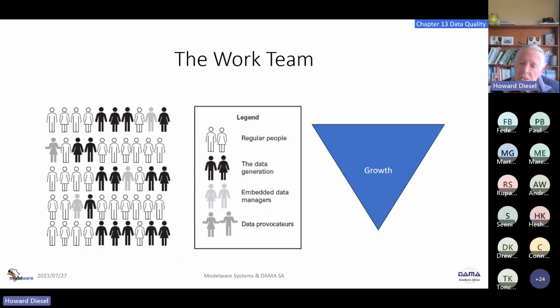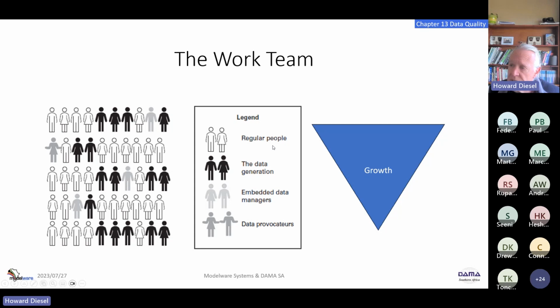Okay, now what we're wanting to do as well is look at our people and have an analysis of who are those regular people. Who are those people from the data generation that are becoming really comfortable with working with data? Who are those people that are embedded? They are really part of the organization and they're managing some of the data. And then we've got what's referred to as our data provocateurs, which means they will challenge the status quo. They will challenge people to get better and to define things in a more appropriate way.